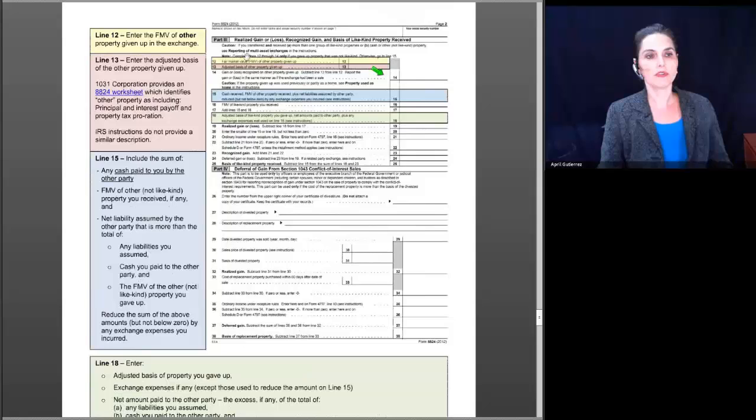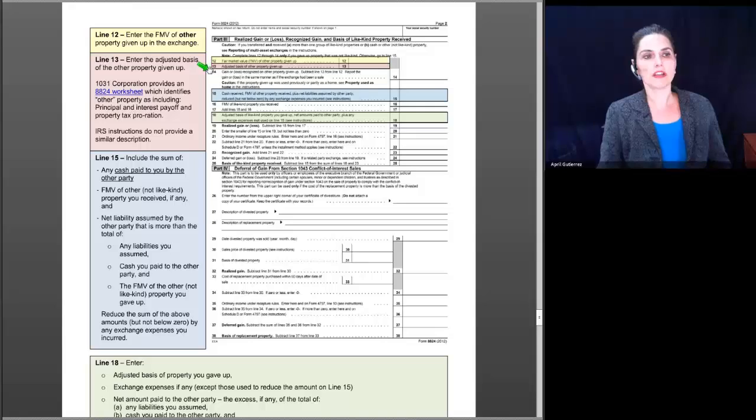Moving on to page 2, in part 3, line 12, you are asked to enter the fair market value of the other property given up in the exchange. On line 13, you need to enter the adjusted basis of the other property that has been given up. And it's this number or the amount that you enter on line 13 that can be a challenge. And 1031 Corporation is just one of the many sites I found on the internet that really has a wealth of information on like-kind exchanges.